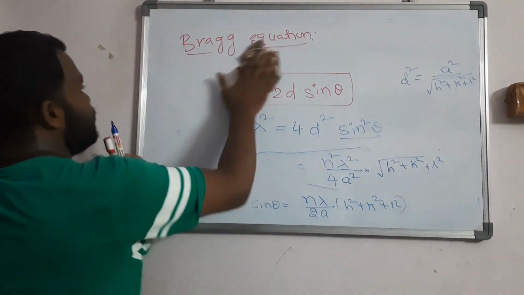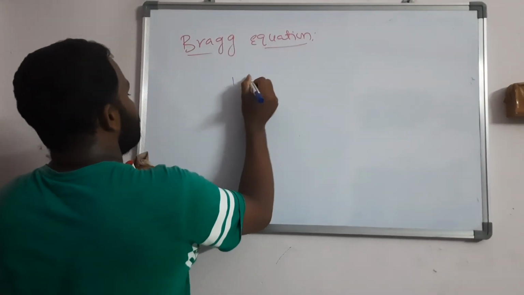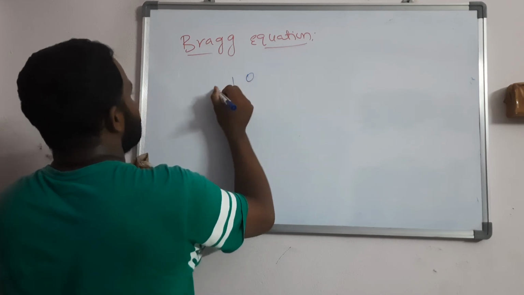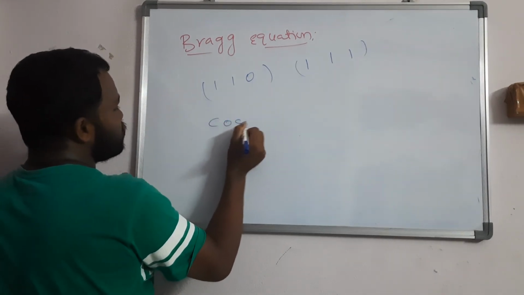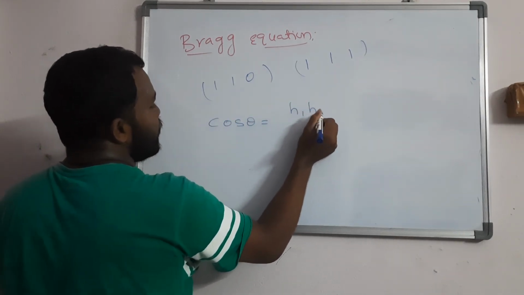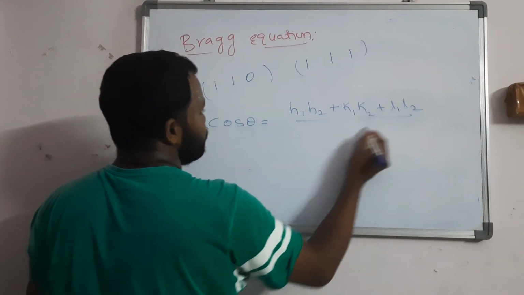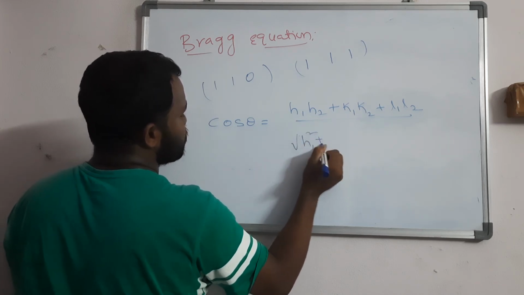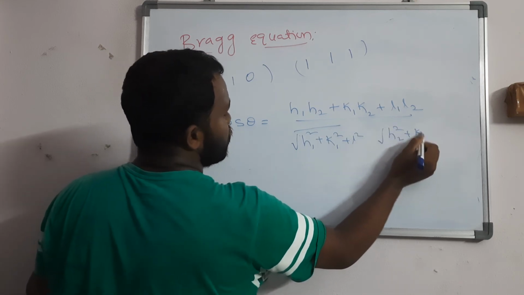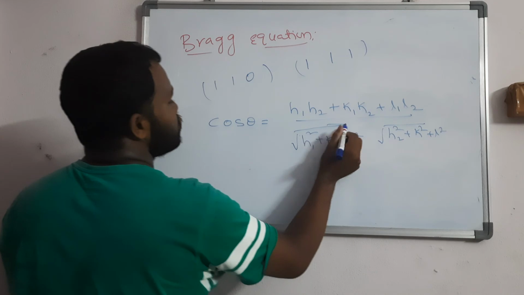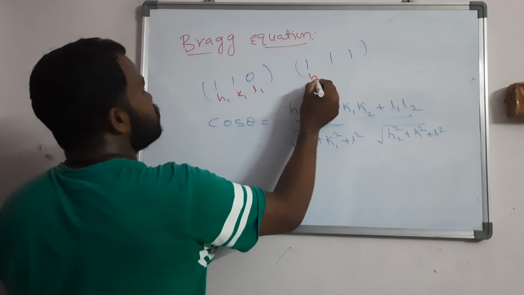And the final formula: if they ask you to find the angle between the planes 100, otherwise 110 and 111, you should write the formula cos theta is equal to h1 h2 plus k1 k2 plus l1 l2 divided by under root h1 square plus k1 square plus l1 square, times under root h2 square plus k2 square plus l2 square. These are h1 k1 l1 and h2 k2 l2.